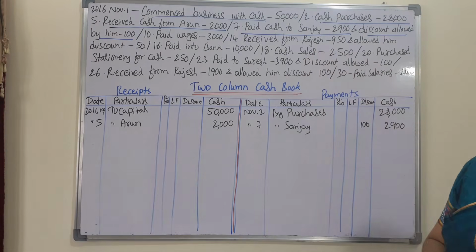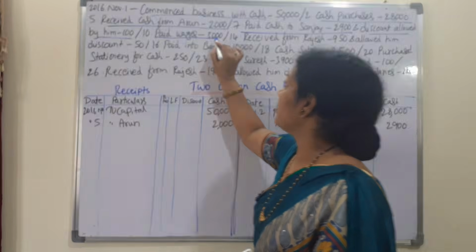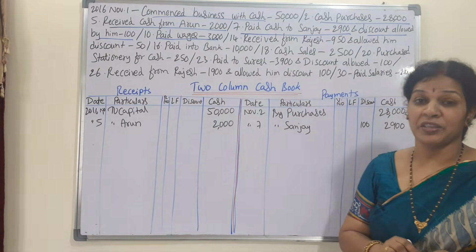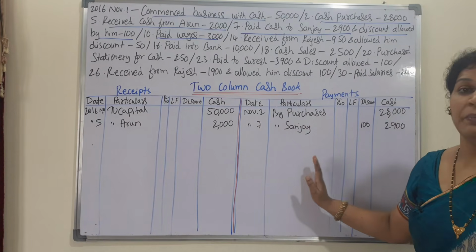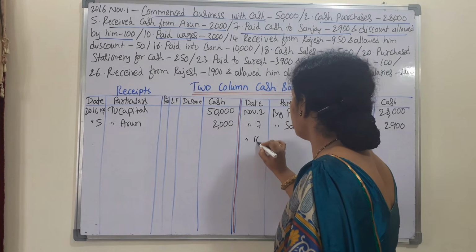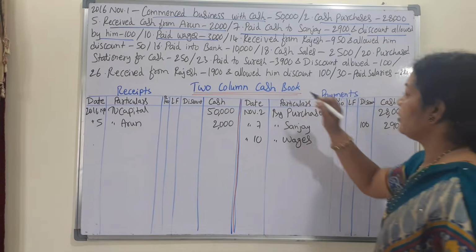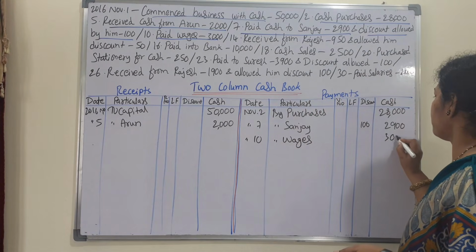Another transaction we'll see. Next, on the 10th, paid wages 3,000. We have paid wages. Paid wages means expenses, payments. Payments will be on the credit side. 10th, by wages, 3,000 rupees.